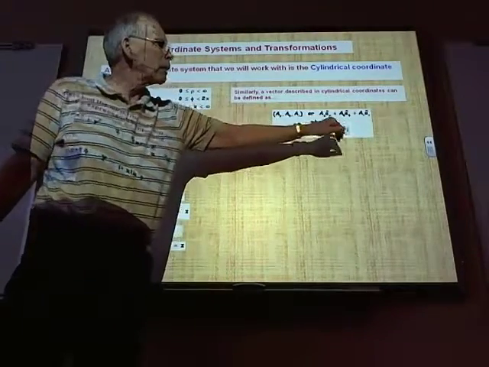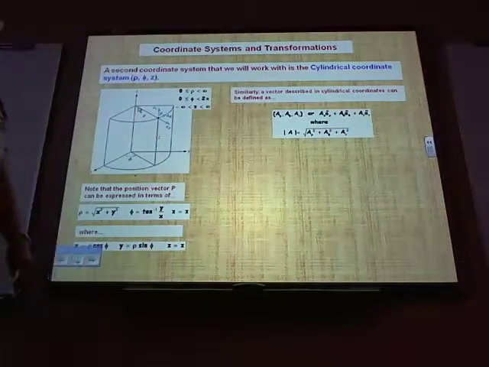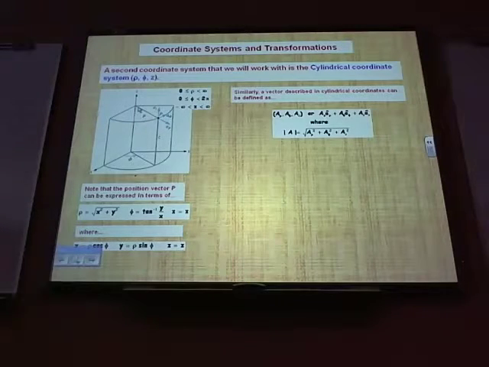And so you can write your function, your a vector is an a sub rho, a sub phi, a little a sub phi. Remember these little a sub phi's with little hats on top, carets on top, are nothing more than just unit vectors.